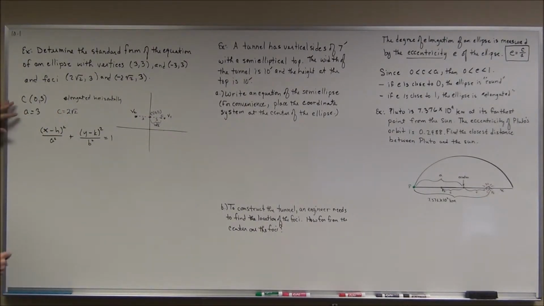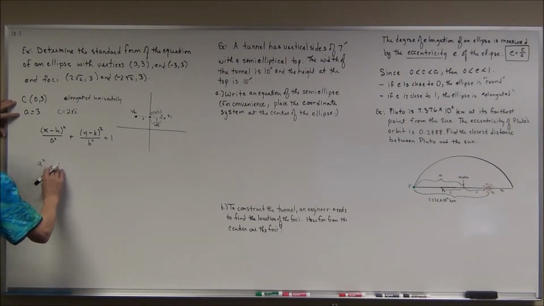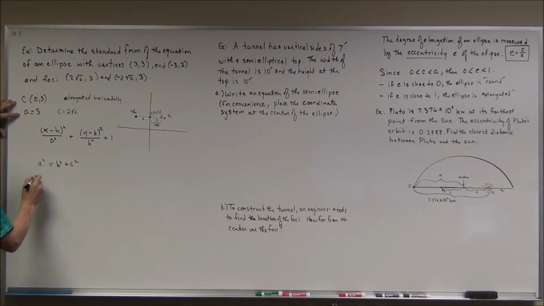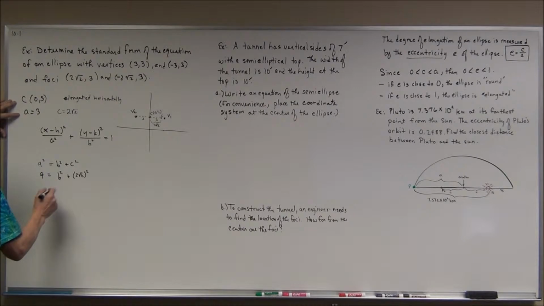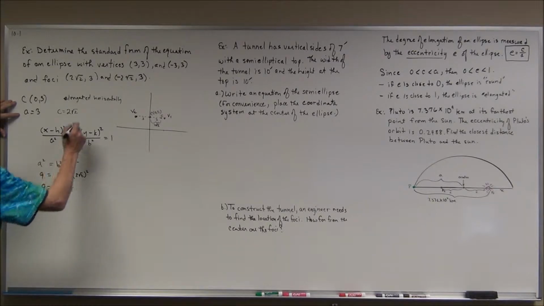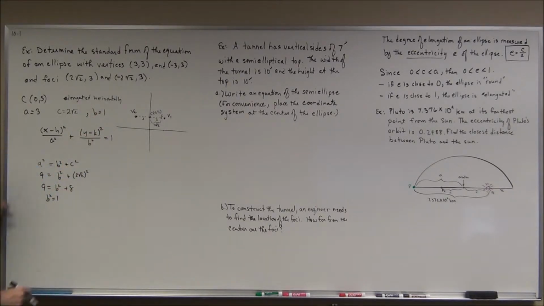This one isn't so bad. I know that a squared equals b squared plus c squared. So that gives me 9 is equal to b squared plus, now 2 square roots of 2 squared would be 2 squared times the square root of 2 squared, that'd be 8. So I have 9 equals b squared plus 8, which means b squared is equal to 1, which means b is 1. So now if all I need is the standard form of the equation, I believe I have everything.